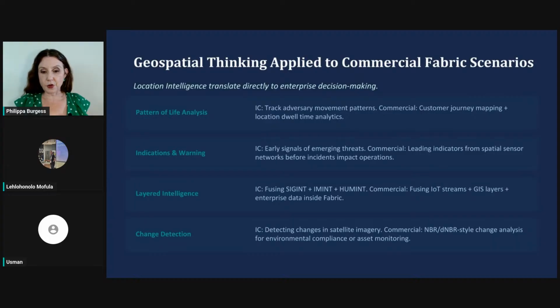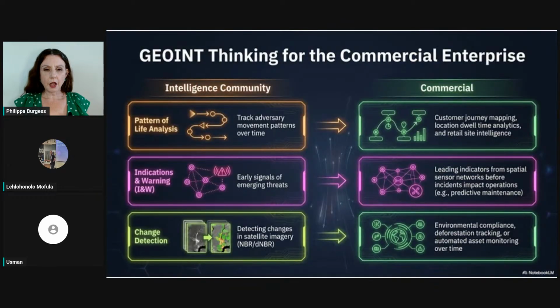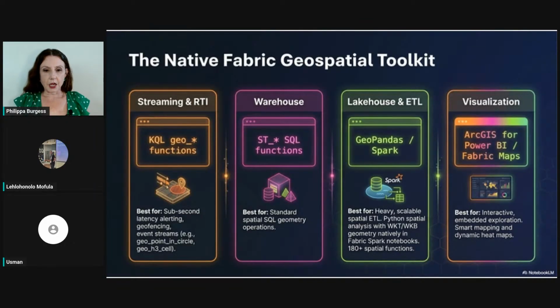In the IC, it can be fusing SIGINT, IMINT, HUMINT. In commercial, it's fusing IoT systems, GIS layers, and enterprise data inside a fabric. In intelligence, it could be detecting change in satellite imagery. In commercial, it can do before-and-after style change analysis for environmental compliance or asset monitoring. And so, just thinking through what would be an intelligence application versus what is a commercial application.